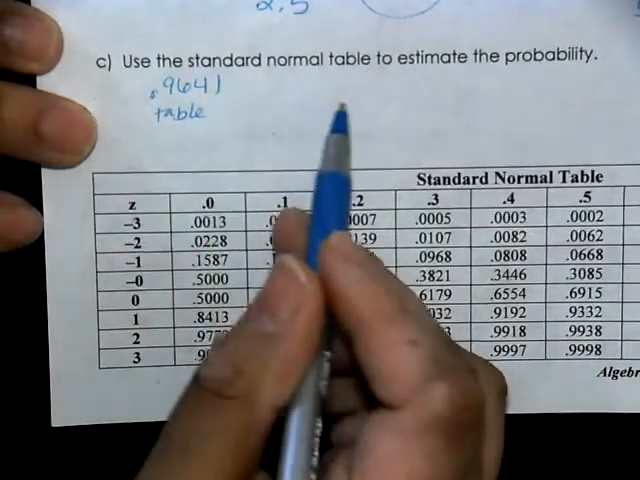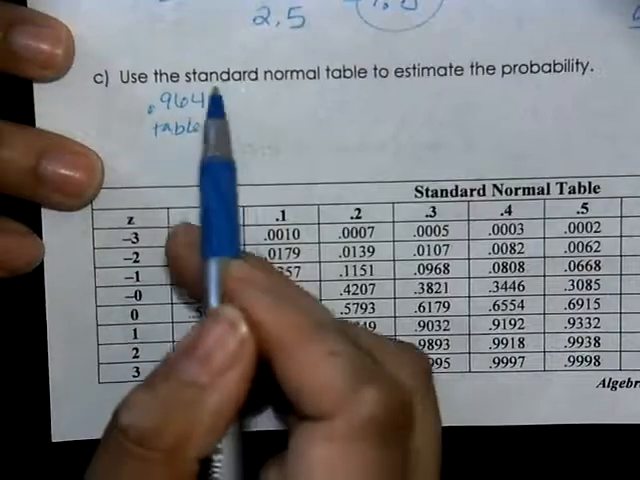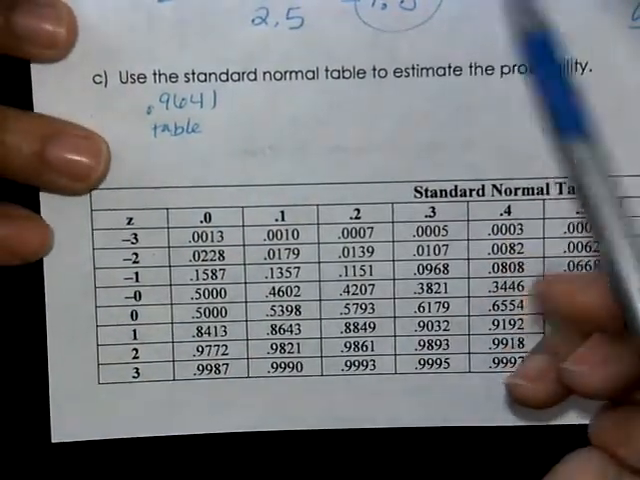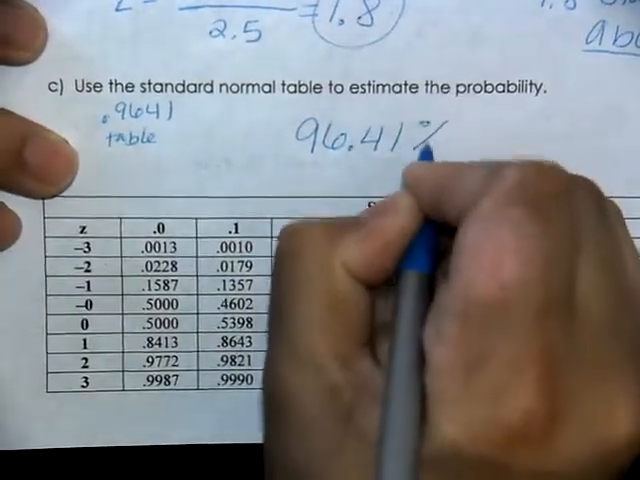So again, this is from our table, and in this case, the answer is just that. We'll write it as a percentage, but we do not subtract 1, we don't do 1 minus this number, because that would be only in the case for greater than or equal to. So my final answer here is 96.41%.